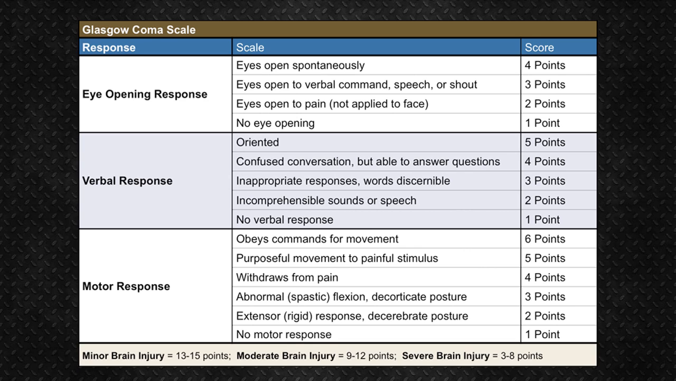3 and 2 are motor responses that are abnormal. So abnormal flexion: you squeeze their trapezius and they pull their arms in, they flex their arms in, which is that decorticate position. That's a 3. Or if they extend their arms out, their feet, their hands, their fingers, they spread out their fingers, anything like that is a 2. And then, of course, after 10 seconds of increasing pressure on that trapezius, they make no motor response whatsoever. That's a 1.